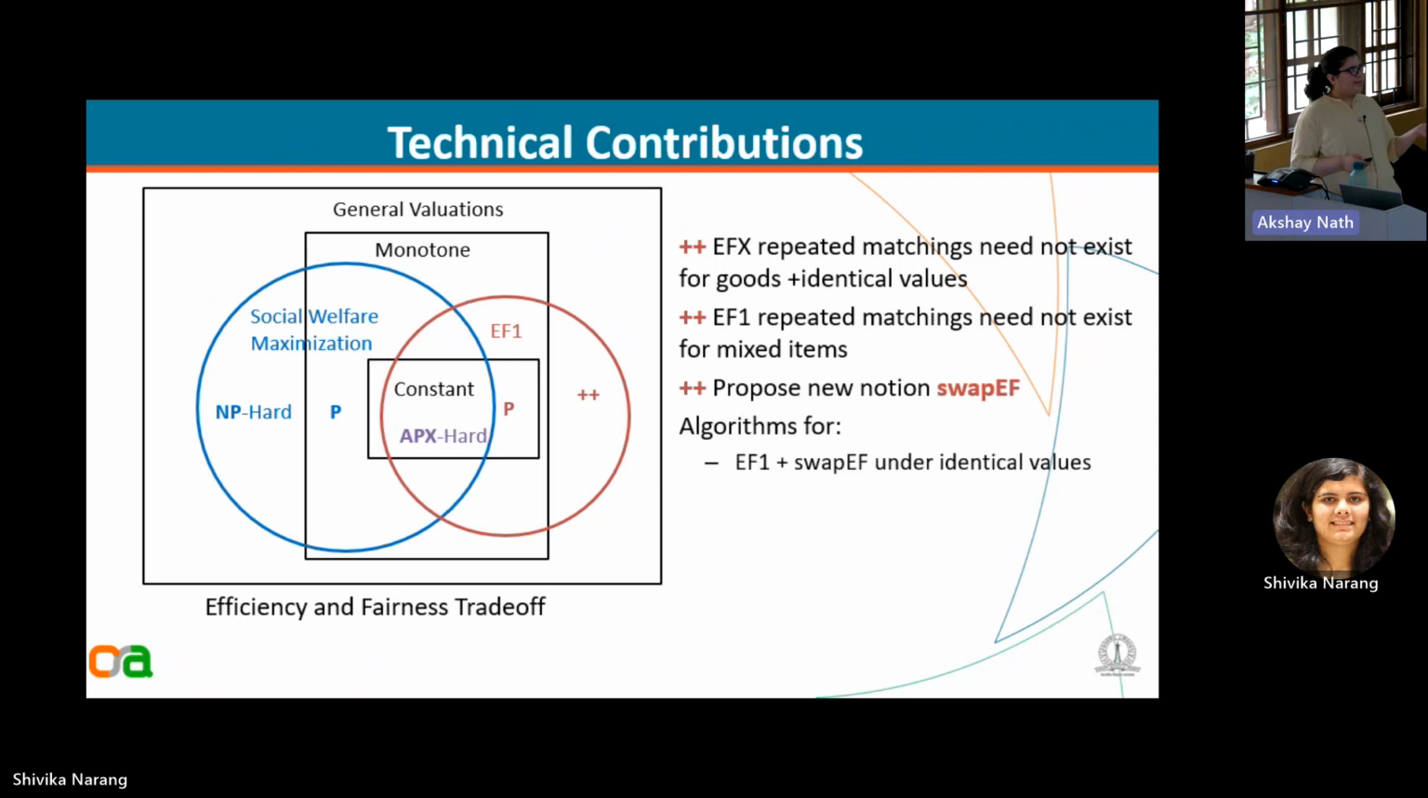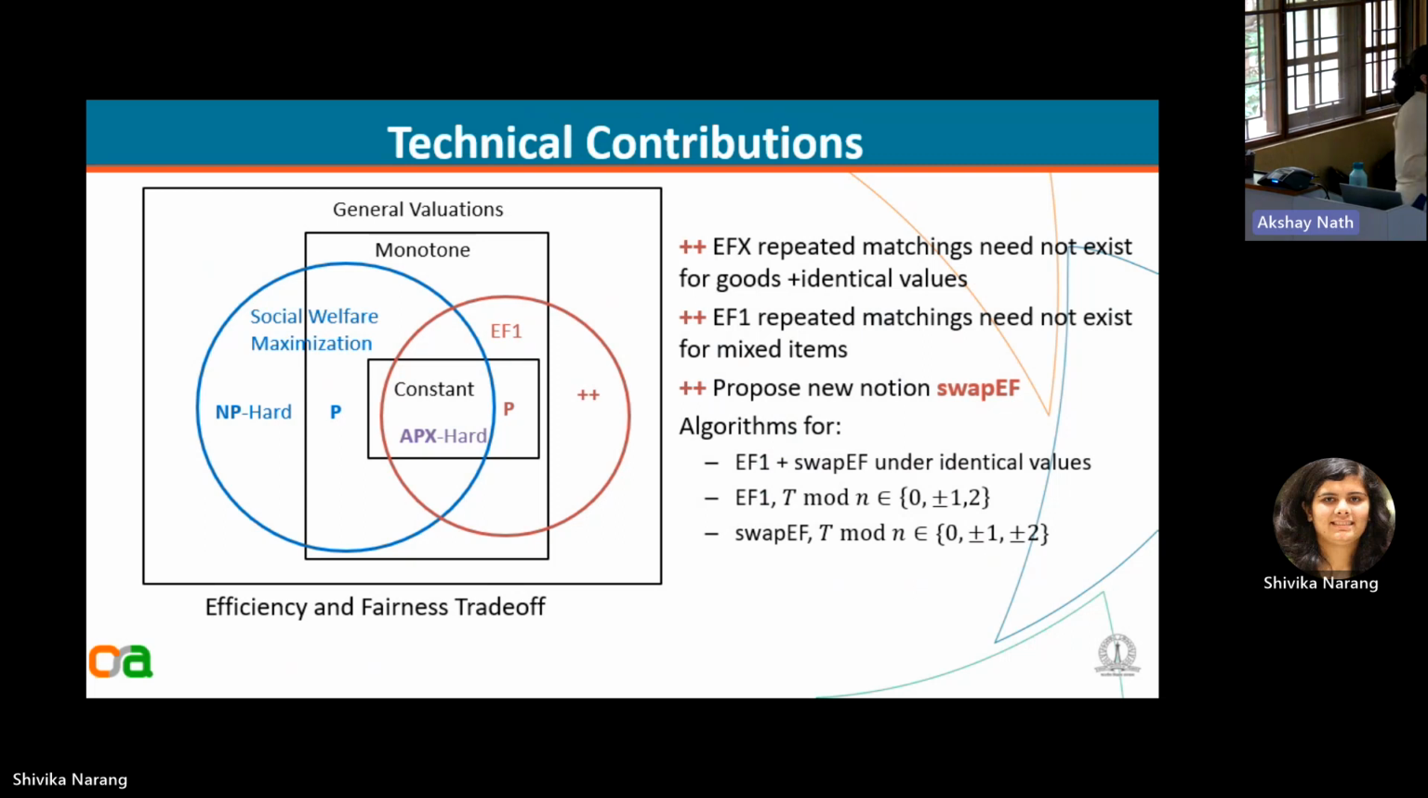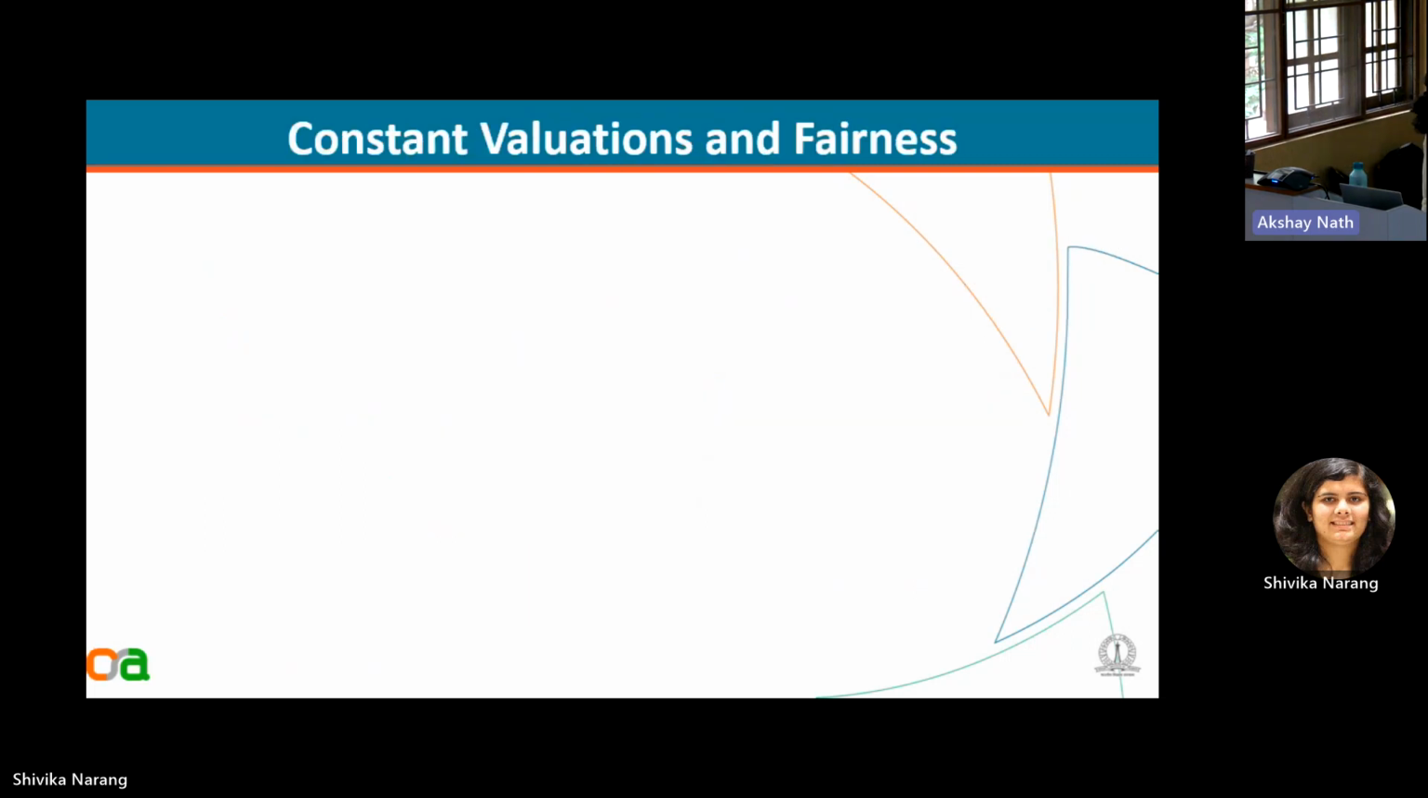We propose swap EF and give algorithms which, one, for identical valuations, will always satisfy swap EF, and when all the items are either goods or bads, also satisfy EF1. For more general, we give allocations which satisfy EF1 for certain values of t with respect to n, and for swap EF, I don't know if I'll have the time to see why, but yeah.